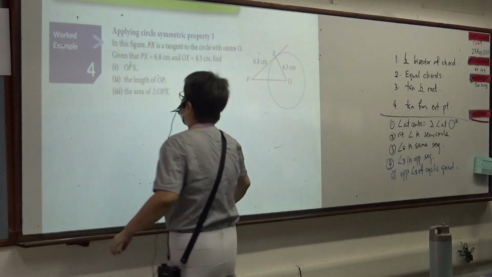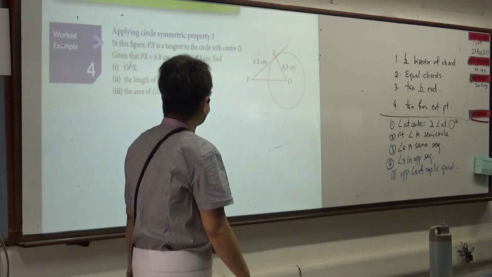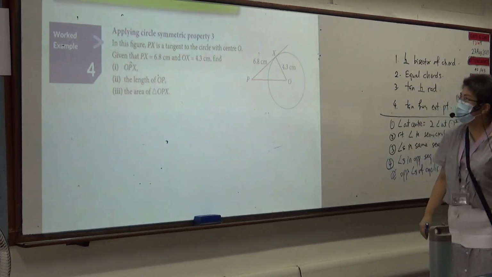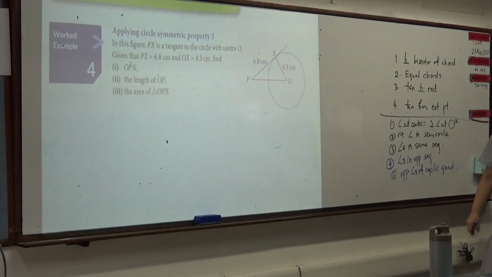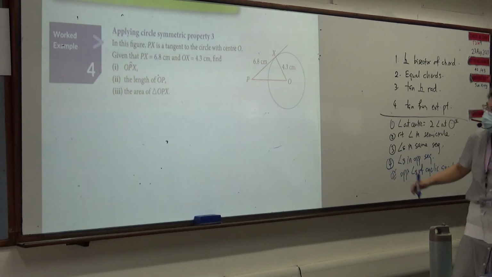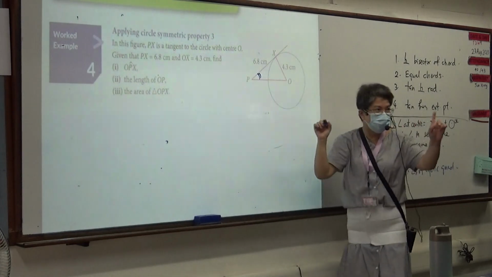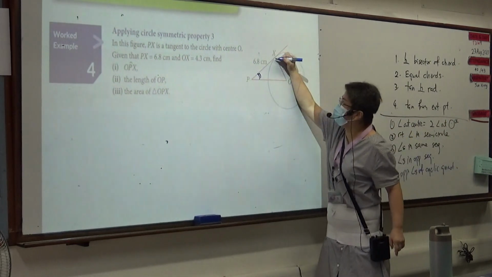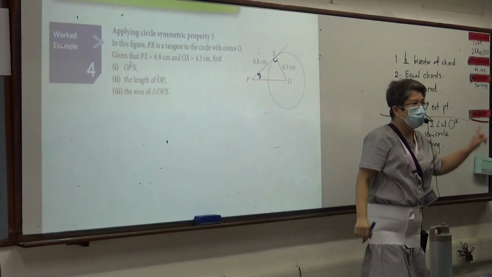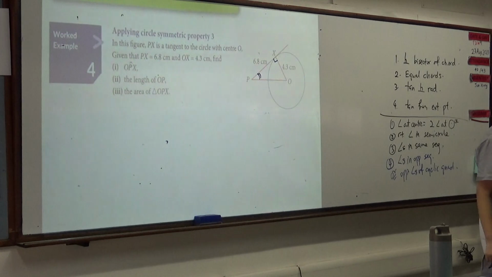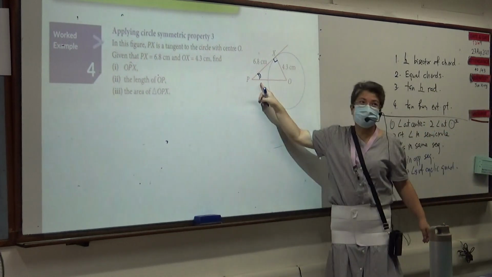Okay. In this figure, PX is a tangent to the circle with center O. Given that PX is 6.8 cm and OX is 4.3 cm, find angle OPX. This one. Now, first thing you must realize, this angle is what? 90. Which property? Tangent perpendicular radius.